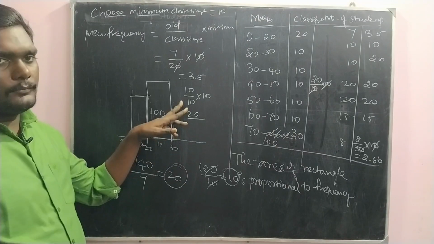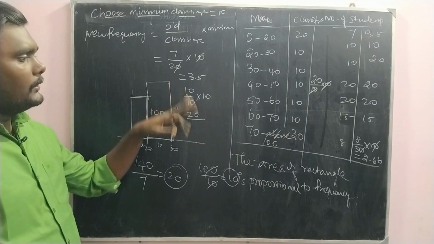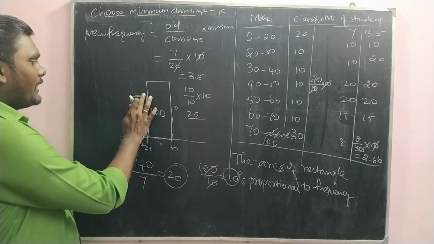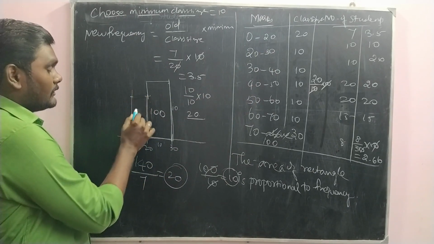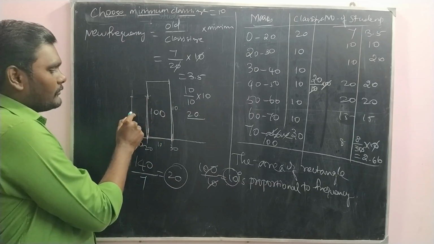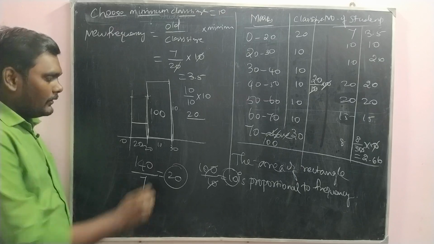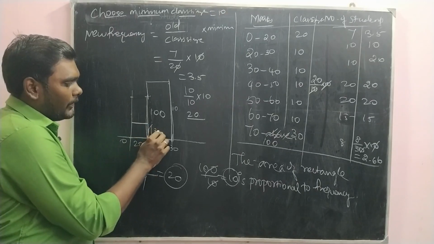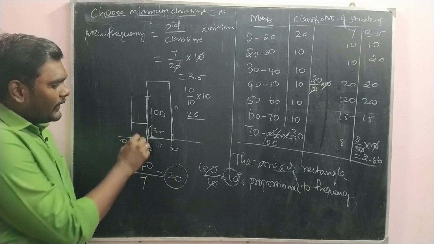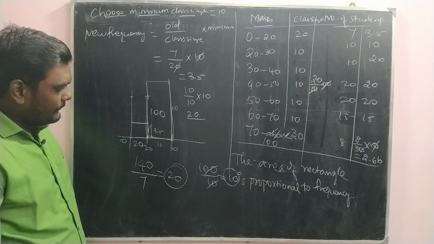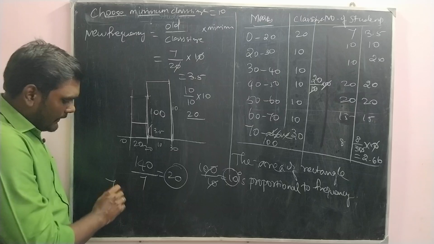Okay. Good. Now we'll take the ratio between the areas. So instead of 7, what we may choose here is 3.5. So this will become 3.5. Now what is the area of this rectangle? 3.5 into 20. How much? It is 70. Correct?